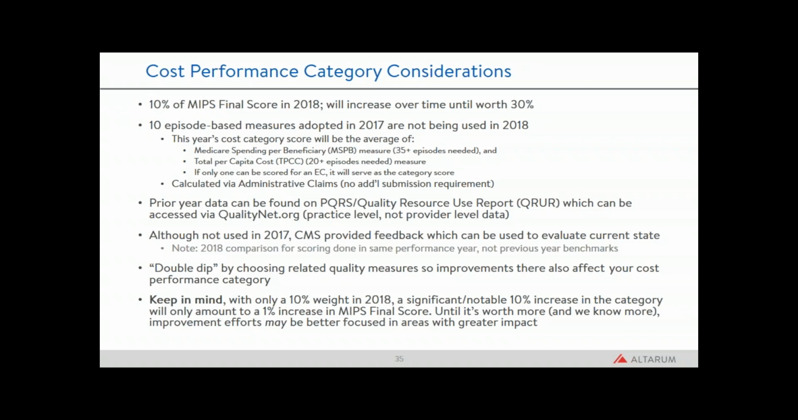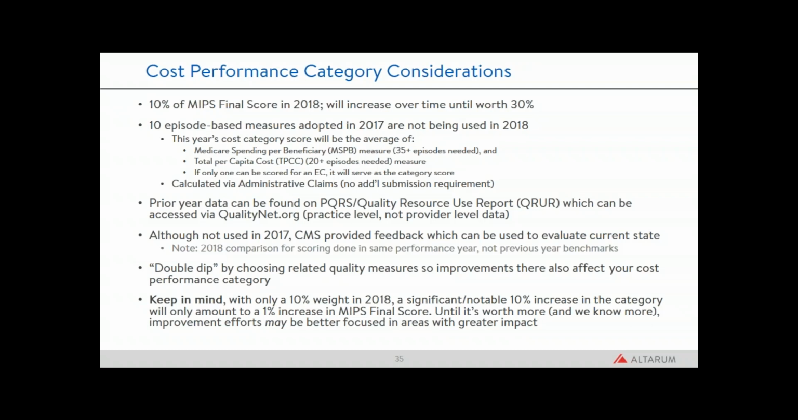There is some prior year data. So you can look back if you're trying to gauge where your practice is at and how we're doing on quality. You can look back on the quality and resource use reports, or the QRURs, those PQRS feedback reports that we've gotten if you participated in the PQRS program in years past. You can go to the qualitynet.org website and grab your prior QRURs. That is a good way.